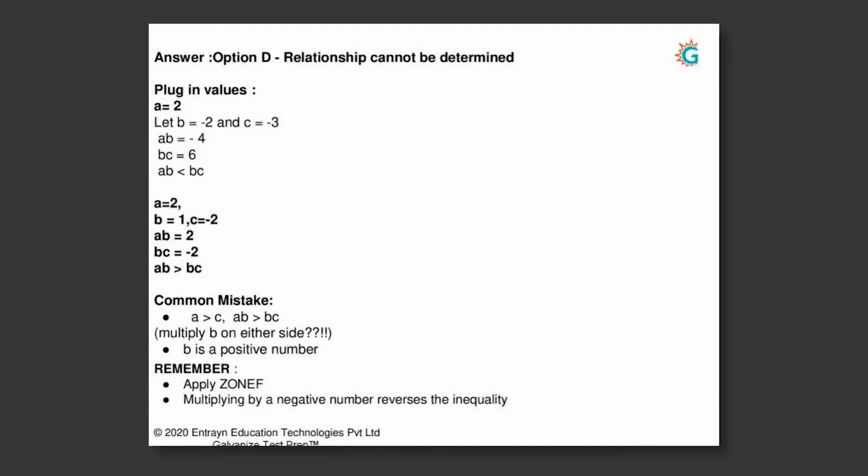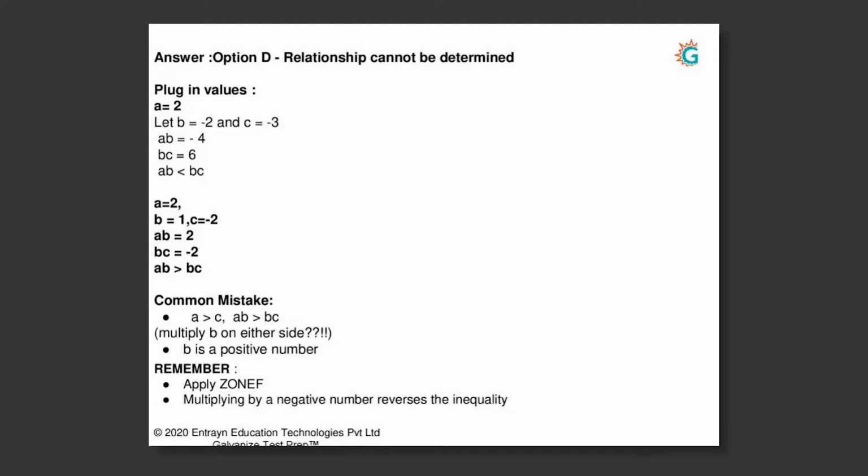Most of you plugged in option A because you had multiplied by B on either side, assuming B to be positive, which is wrong. Can you see that? When B is negative, the inequality gets reversed here. Do you all accept that? Did you all understand? Any doubts?